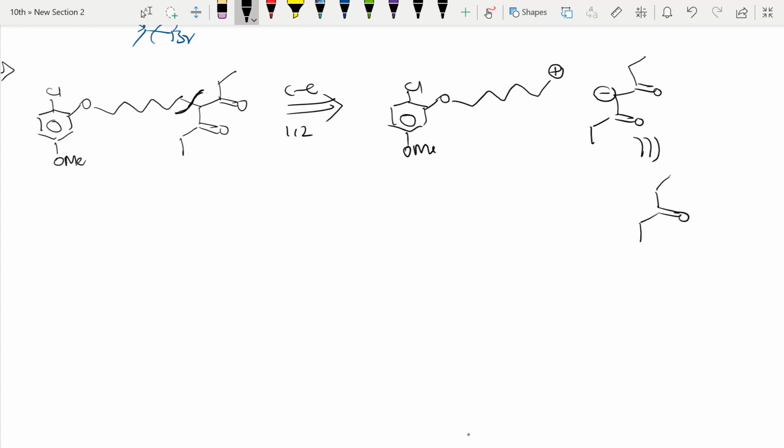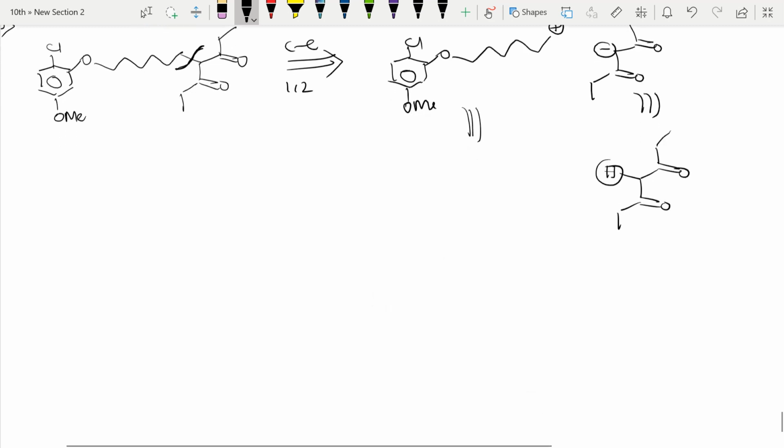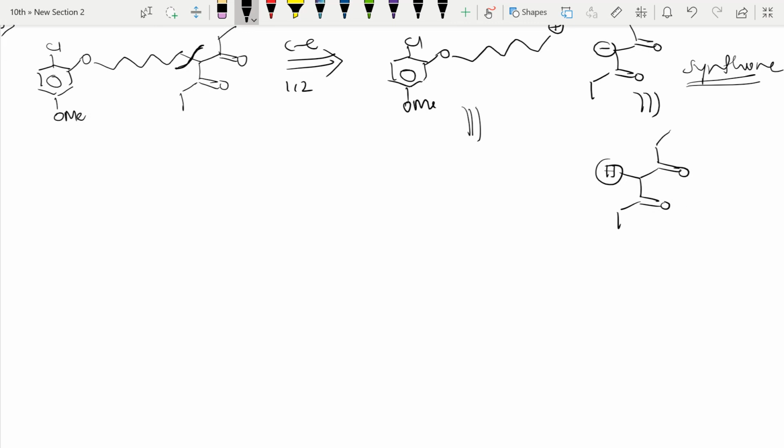Because of that acidic proton, that will be the negative charge, right? If I use a strong base, that proton will be eliminated. And this is the equivalent reagent for this synthon, right? These are synthons. These things are understood again and again, so there is no need to write them, right?